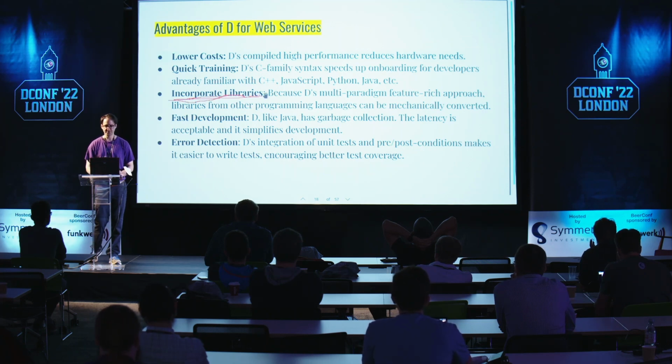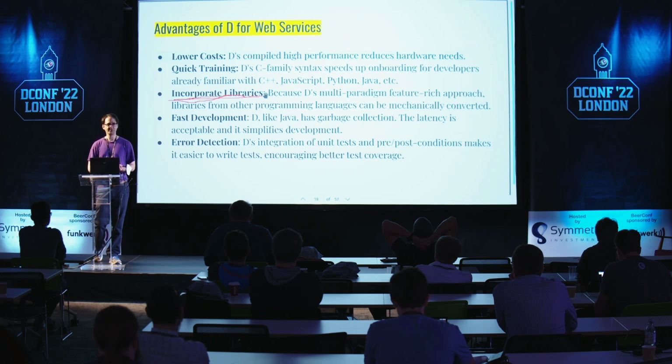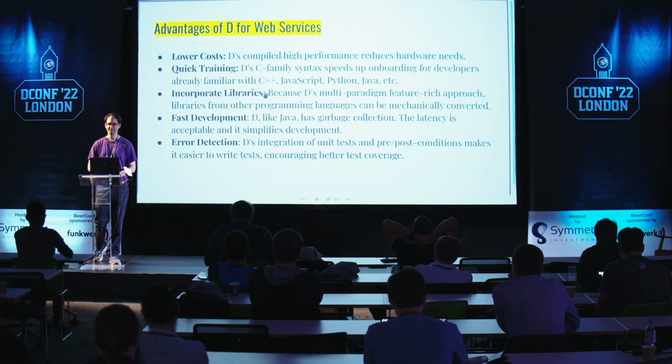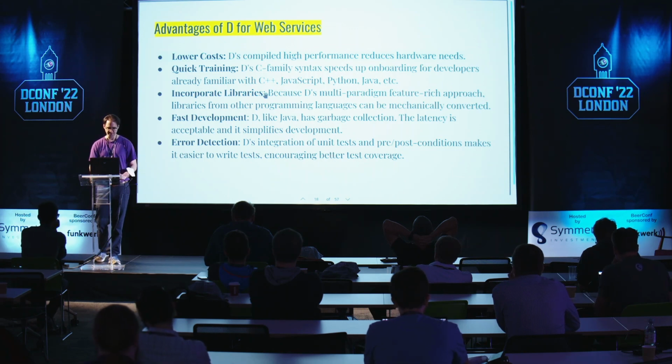D has chosen to have a very broad range of features. It's imperative, it's functional, it has object-orientedness, it does all these things. And so if you're trying to pull in a library from another language, like perhaps my previous implementation was in Python, and now I need a Python library, you can almost mechanically convert those libraries because all the features that it depends on already exist in D. The same thing is true with C++, with the exception of multiple inheritance and a few other things. But D casts a wide net, unlike a lot of other languages.